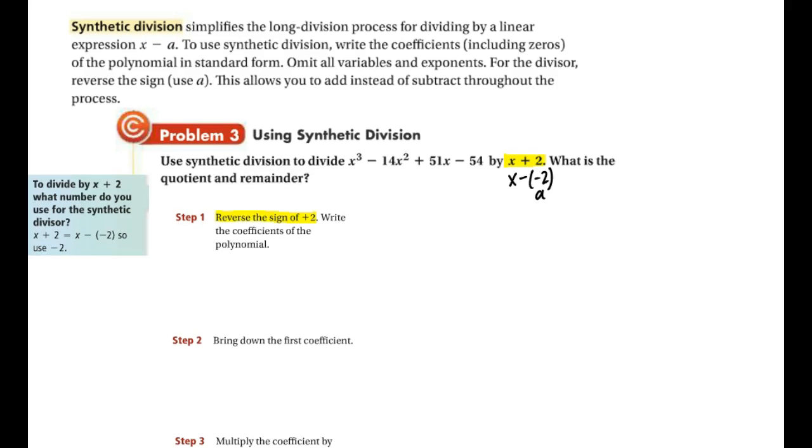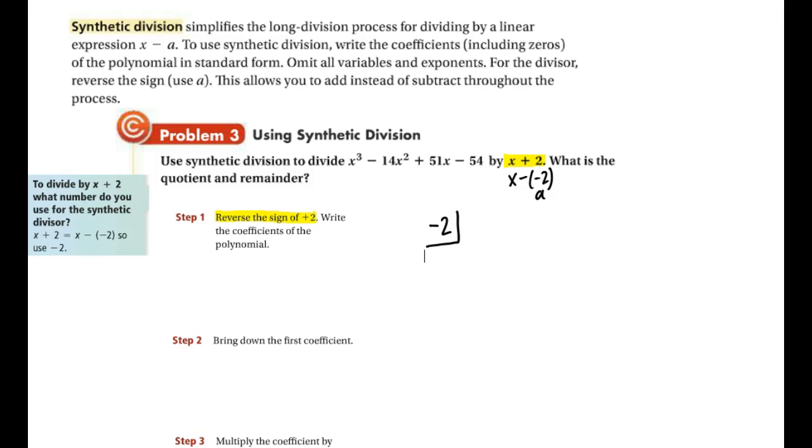Example 3 is going to give us the opportunity to learn how to do synthetic division. So we're going to be dividing the polynomial x to the third minus 14x squared plus 51x minus 54 by the factor x plus 2. We need to figure out the quotient and the remainder. So the first thing we want to do is reverse the sign of the given factor. So we were given x plus 2, but to write this in the linear expression form, x minus a, we're going to have x minus a negative 2. So the a value in this case is negative 2.